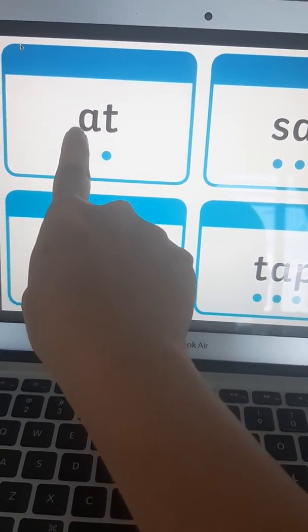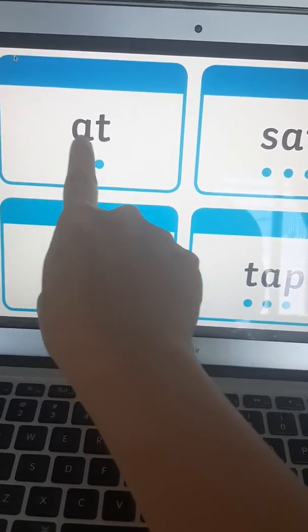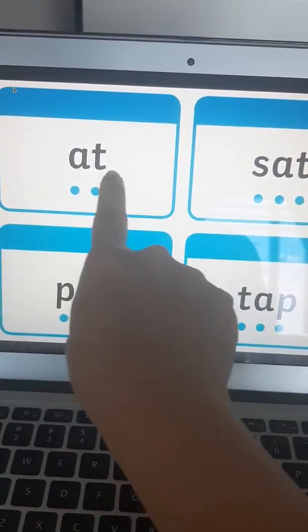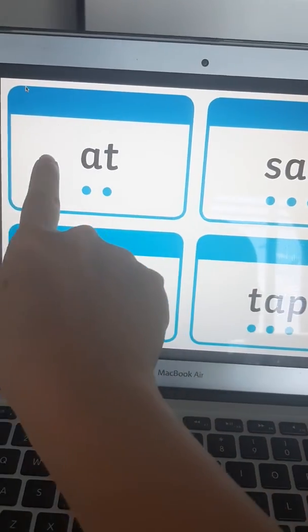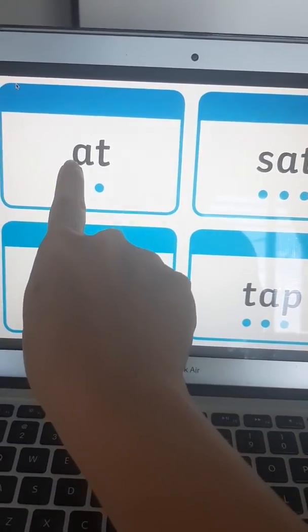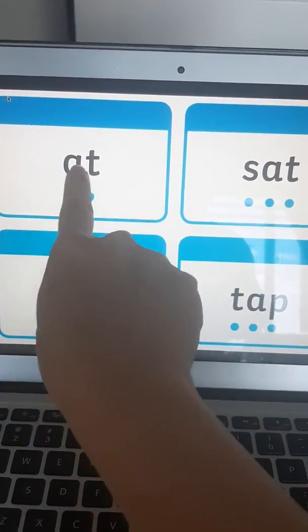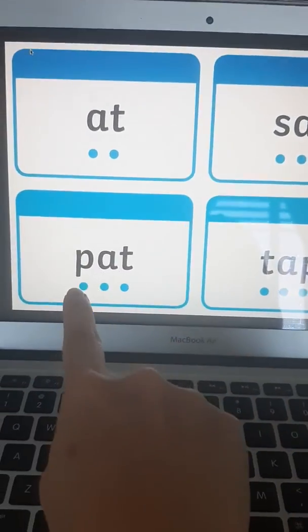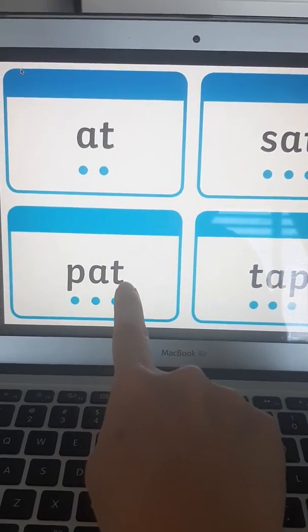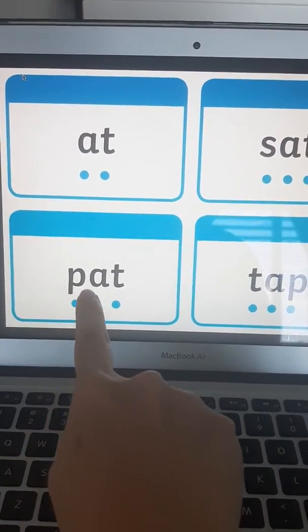Now put them together. At. At. Can you hear that? So when you blend the sounds, this is the process of blending, you put your finger across. So you go at. At. Now tell me this sound. P. At. P. At.